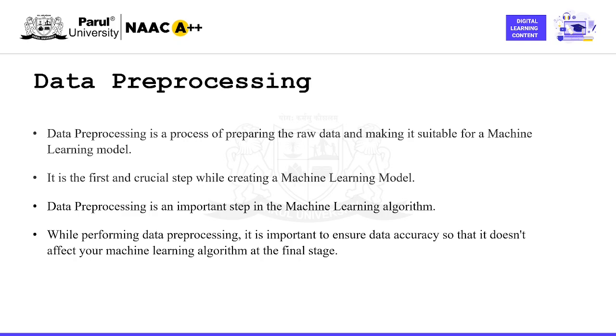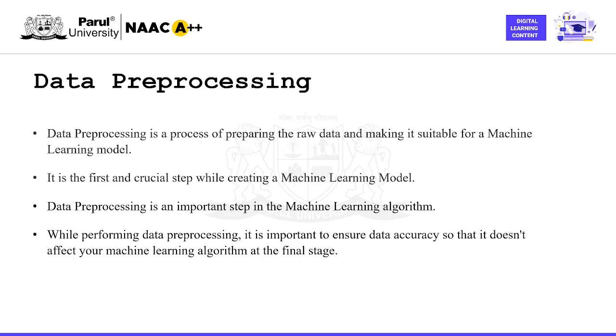So we take care about the data correctness before providing the data to the model. And this is technically known as data pre-processing. Data pre-processing is the process of preparing the data and making it suitable for a machine learning model.